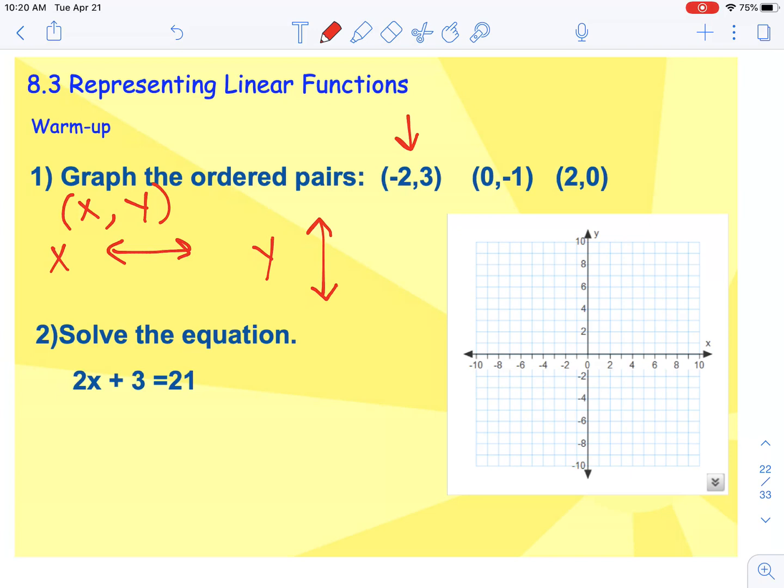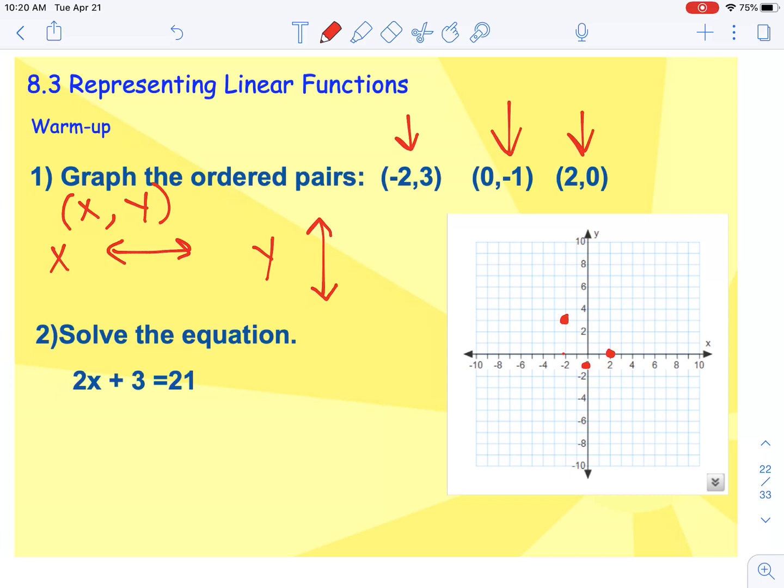So for this first ordered pair, negative 2, 3, it's a negative x value, so we're going to go to the left 2, and then we're going to go up 3, because it's a positive 3 for a y value, and we just plot our point. Then the next ordered pair is 0, negative 1, so we don't go left or right, and then down 1. And then our last ordered pair is 2, 0, so it's a positive 2, so we go to the right 2, and it's a 0 for our y coordinate, so we're not going to go up or down. So it's right on the x-axis.